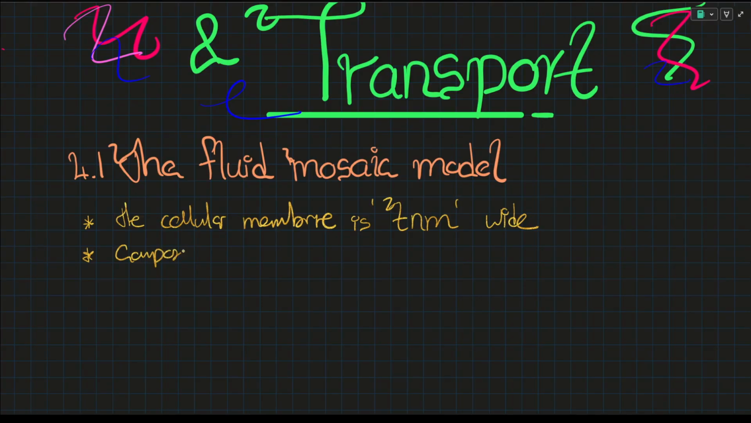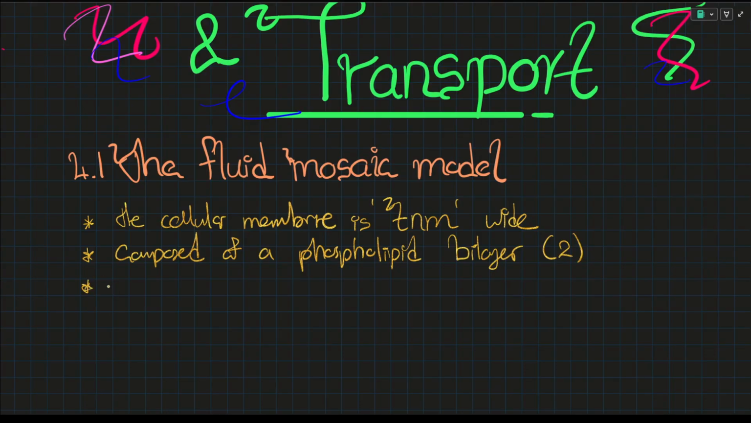And then cell membranes are composed of something known as a phospholipid bilayer. This is the most important aspect that we'll be further discussing. Now, bi means two. Bilayer means two layers. I'll be touching upon that a lot.